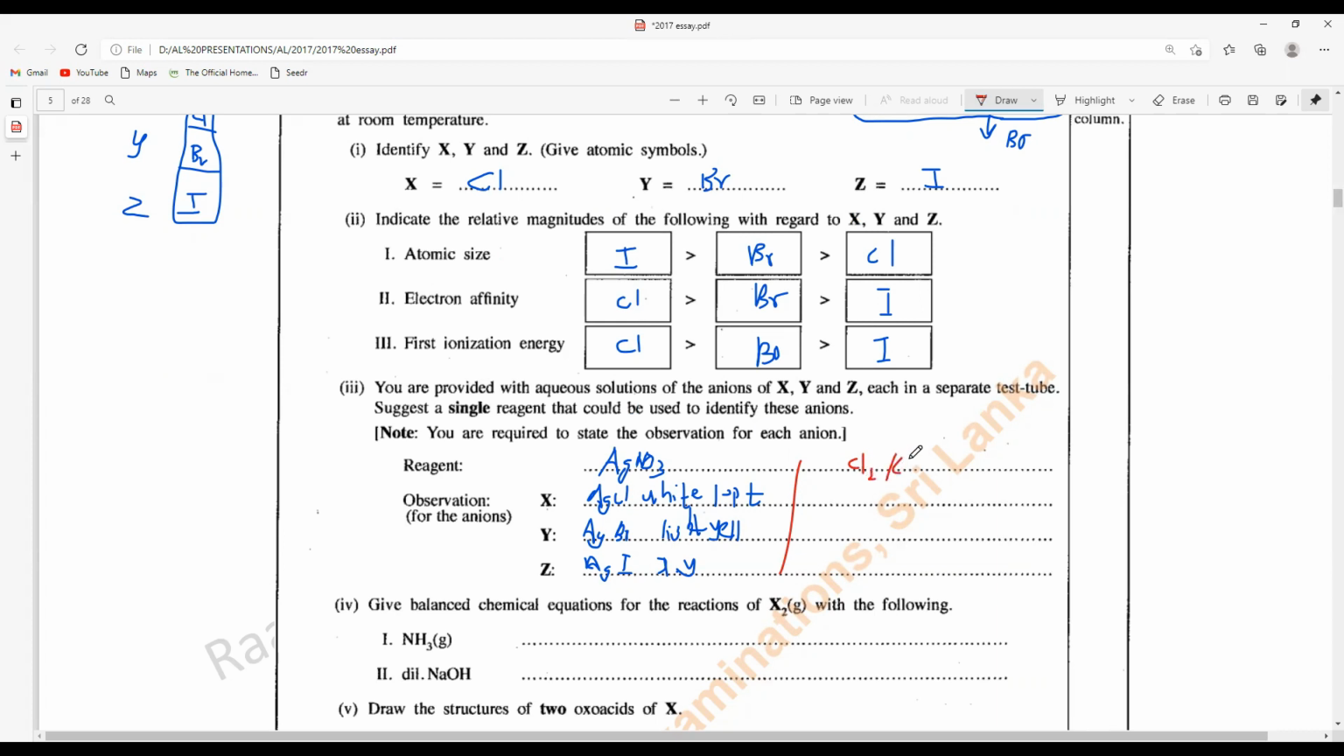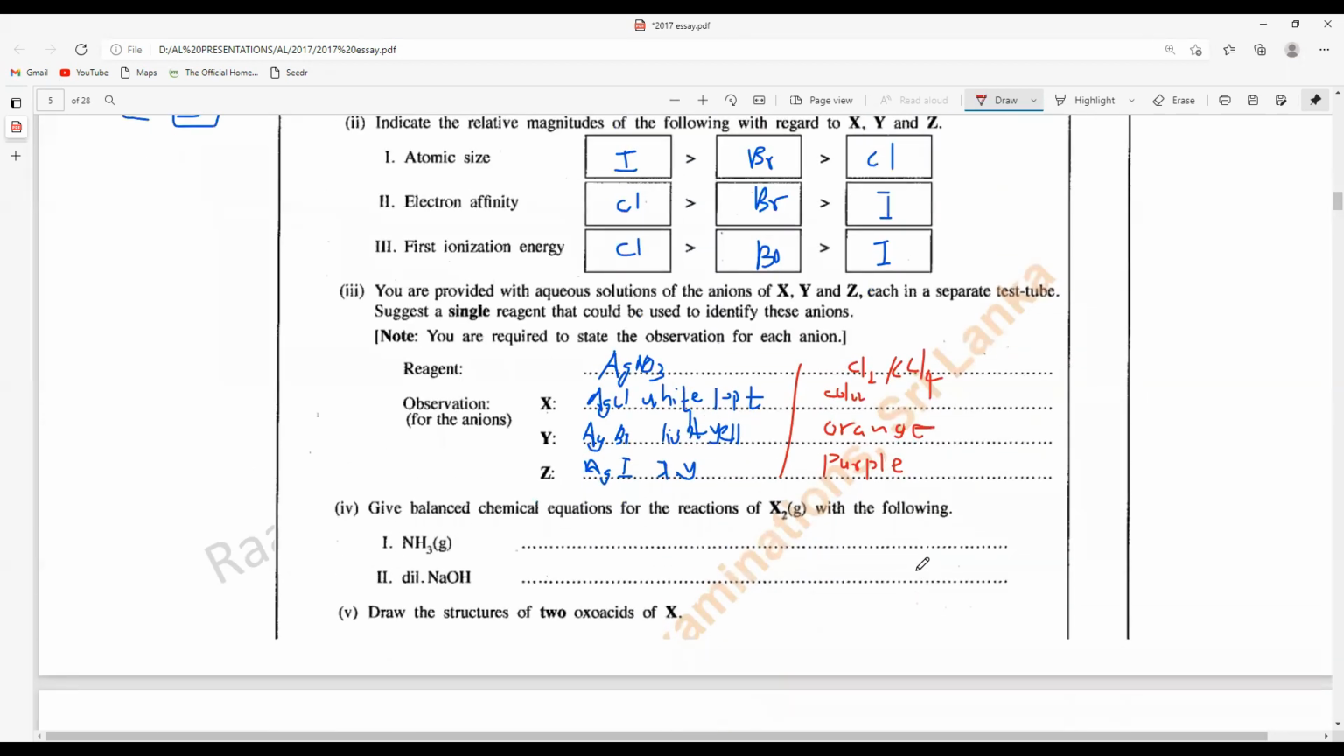Cl2 CCl4 test, right? Because in the organic phase, when you have Cl minus, the organic phase is colorless. When you have bromine, the organic phase would be orange in color. And when you have iodine, the organic phase will be purple, right? So you can mention that one as well if you are really smart, because you don't have to write AgNO3. So this would be a colorless organic phase, orange color and purple.